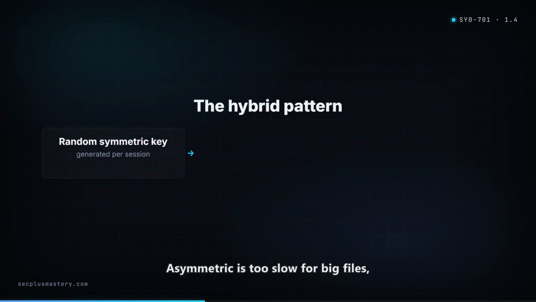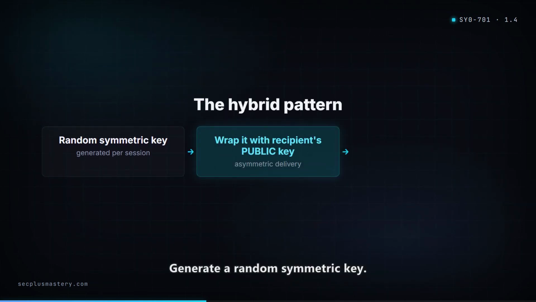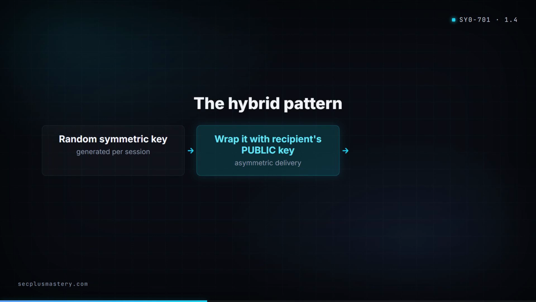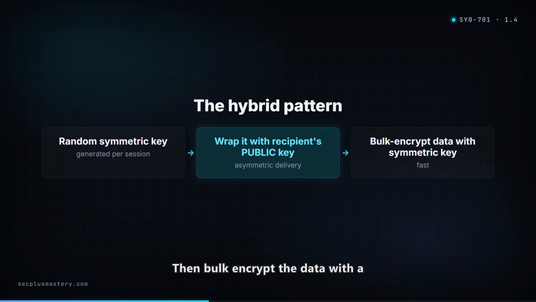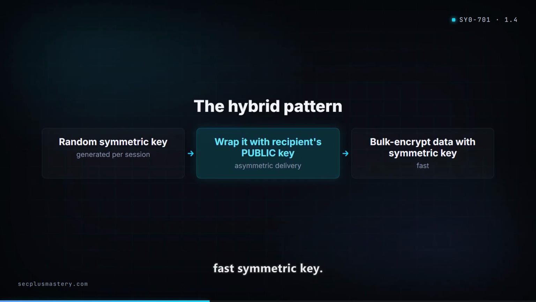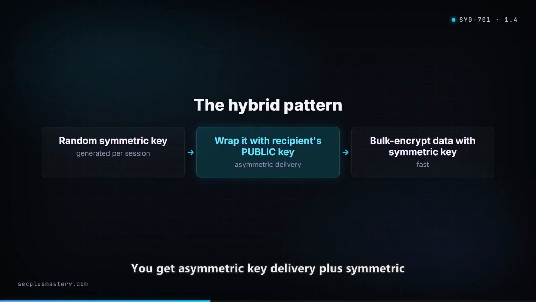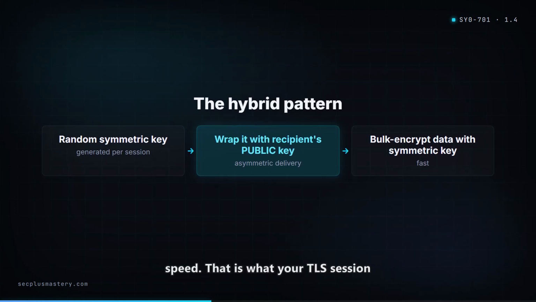Asymmetric is too slow for big files, so real systems use a hybrid pattern. Generate a random symmetric key. Encrypt that small key with the recipient's public key. Then bulk encrypt the data with the fast symmetric key. You get asymmetric key delivery plus symmetric speed. That is what your TLS session is doing under the hood.